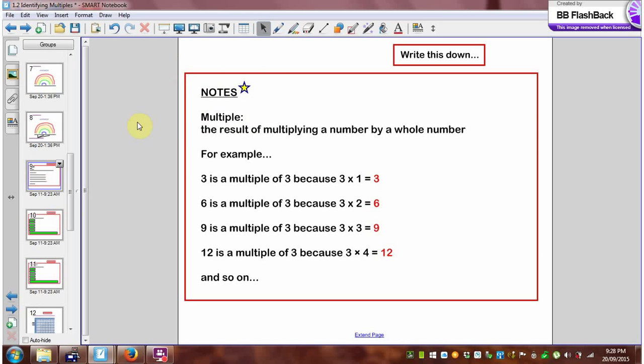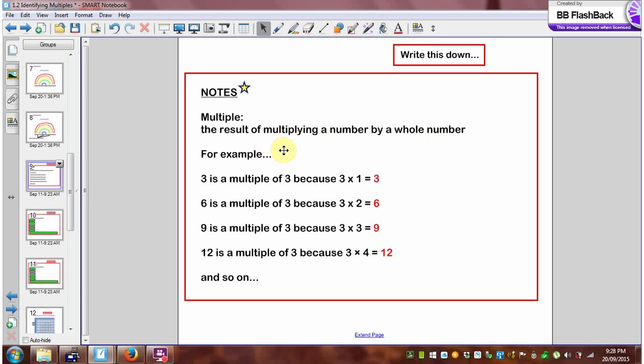And multiple is the result. You get a multiple by multiplying a number by a whole number. And it's important that it's a whole number, a nice neat number with no decimal points. So you'll probably understand that more with a few examples.